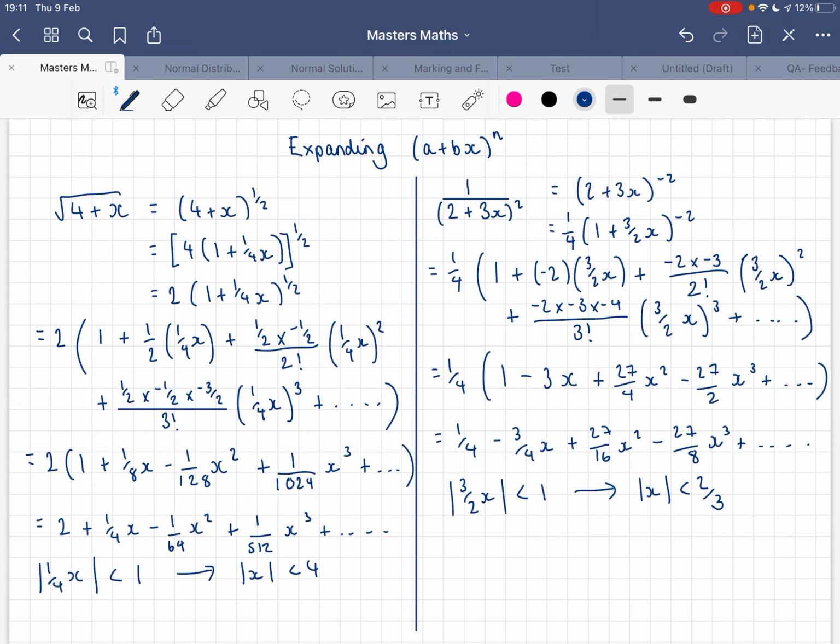And we'll pause there and then do a second video on partial fractions, just so that they're not too long and you can break it up if you want to. But yeah, that is expanding (a plus bx) to the power of n. So binomial expansion, where the constant is not 1, and how you deal with that.